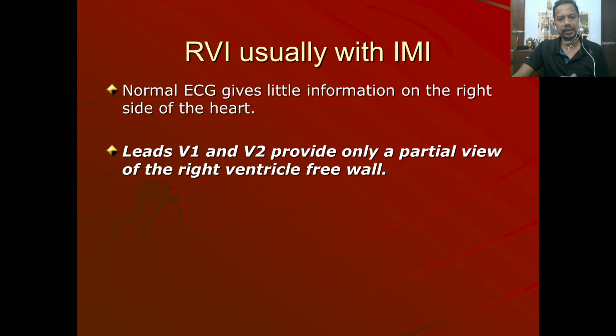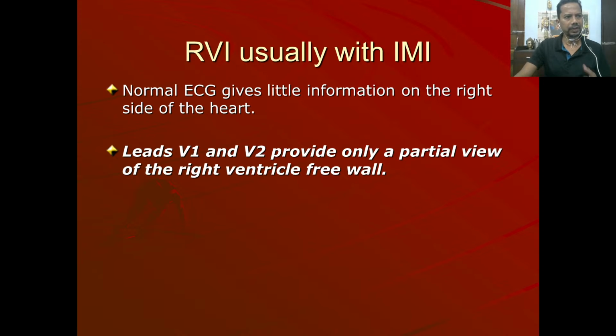Lead V1, V2 are also looking towards the right ventricle, but they give you only a partial view of the right ventricle. Most of the right ventricle is beyond the area of V1, V2. V1, V2 are looking at the interventricular septum. They are also looking at the right ventricle. You have to use imagination. LV, RV, interventricular septum, V1, V2. Now RV is out here, so a little bit of area of RV is shown in V1, V2.